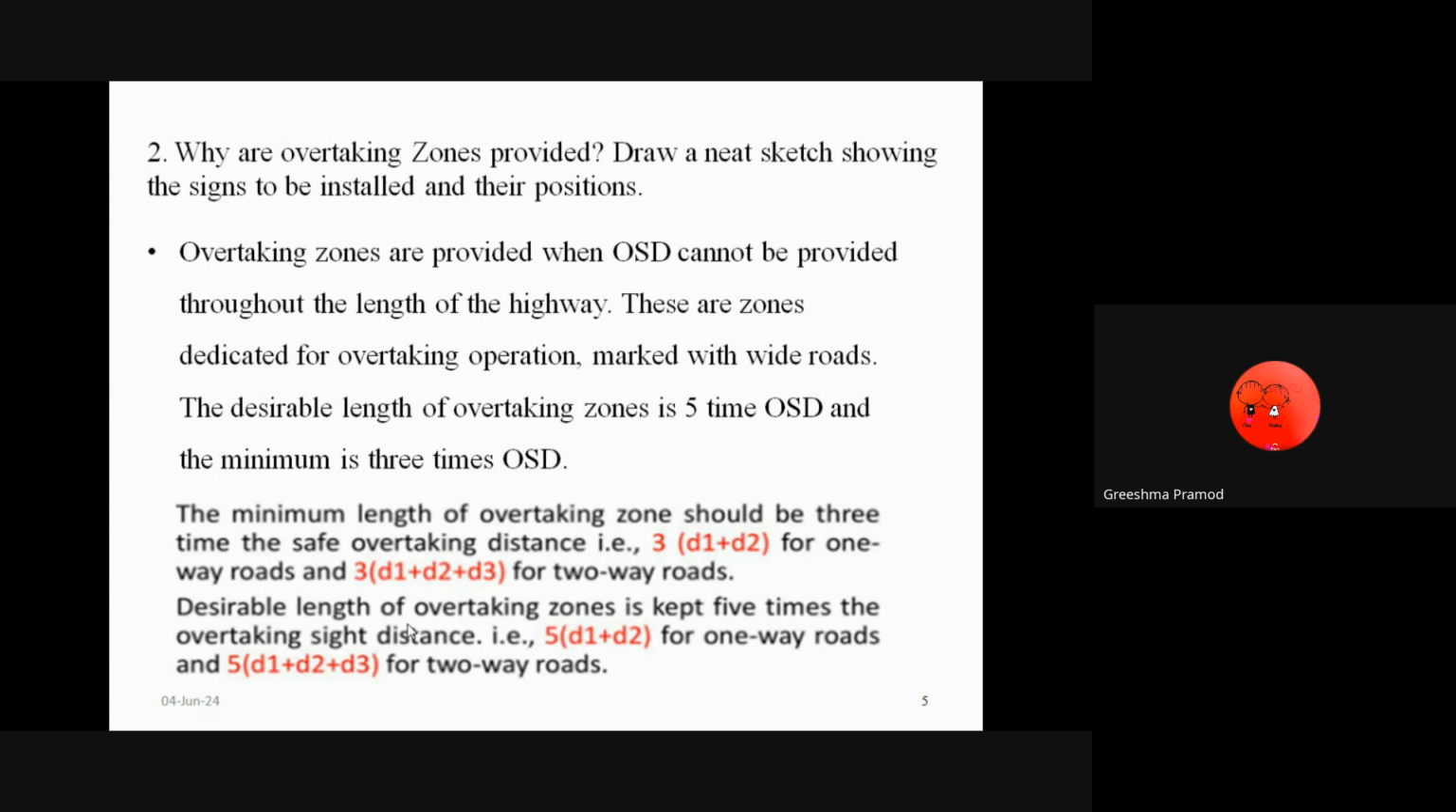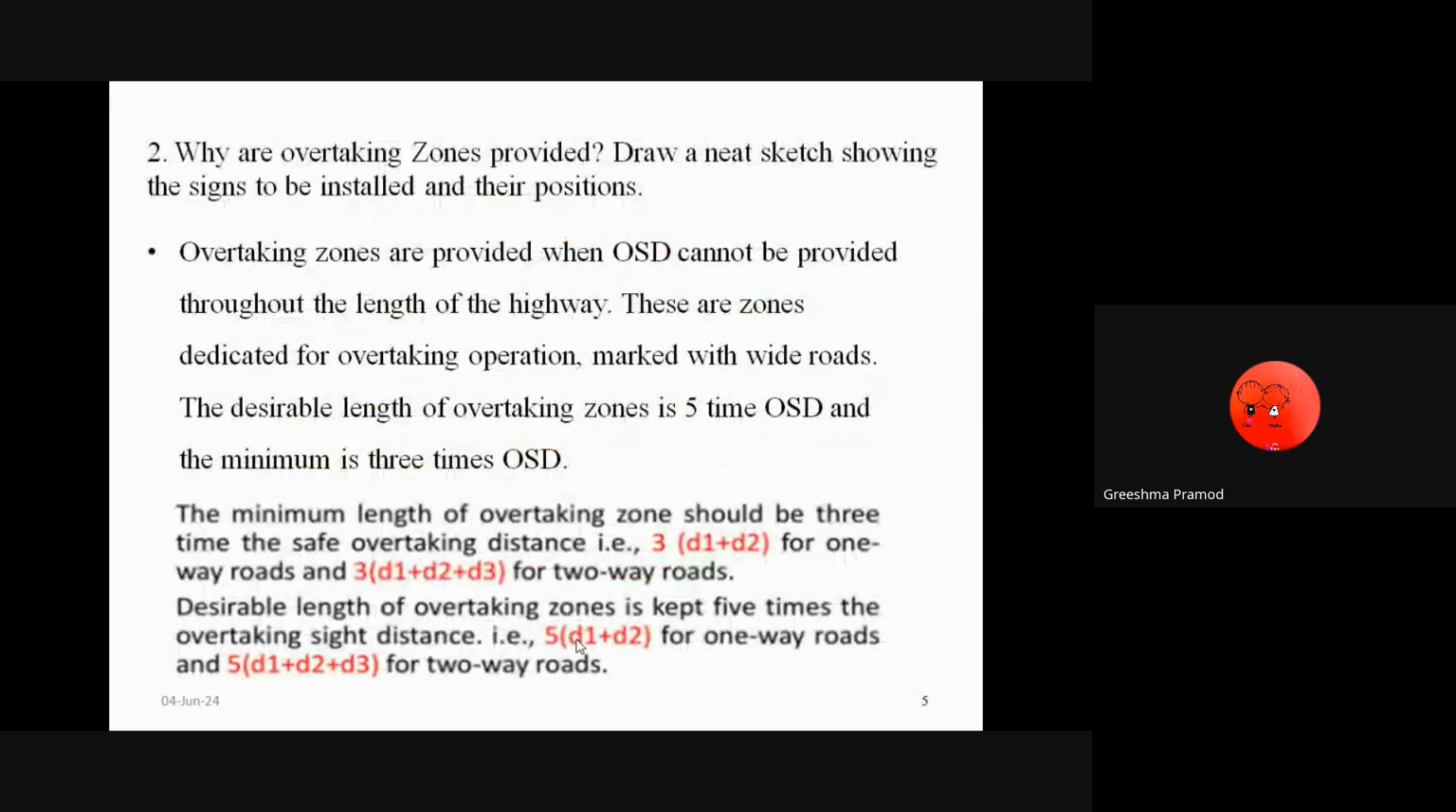So there is a maximum length and a minimum length provided for OSD. The maximum length which can be given for the overtaking zone is 5 times the OSD and the minimum is 3 times OSD. So for a one-way road, the minimum length will be 3 into D1 plus D2. If you have two-way roads, that is, the vehicle coming from the opposite direction is also considered, then you have 3 into D1 plus D2 plus D3. And the maximum length will be 5 into D1 plus D2 for a one-way road, and for a two-way road, it is 5 into D1 plus D2 plus D3.